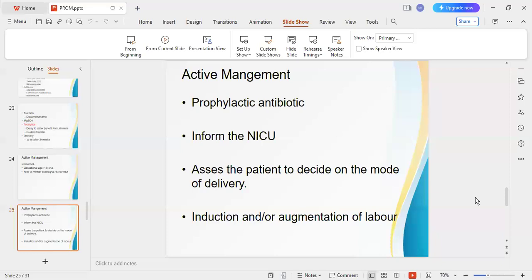Then we talk about the issue of induction or augmentation of labor. Usually, some of these patients, within 12 to 24 hours, especially the term patients, can go into spontaneous labor if you allow them. However, there is a school of thought that believes that if these patients do not go into labor after a few hours, you can actively manage them and hasten the labor. So the induction can be done using oxytocin, misoprostol, or mechanical methods.